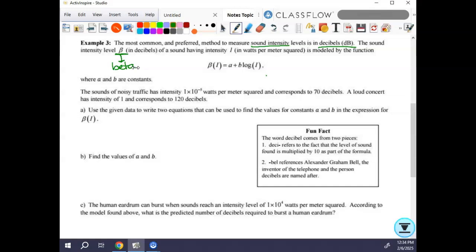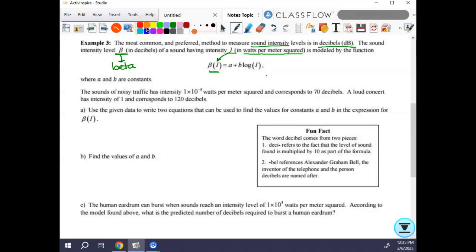So the intensity level, beta, in decibels, of a sound having intensity I in watts per meter squared is modeled by this function. Now, if you're like, I don't know anything about decibels, beta makes me a little uncomfortable, and I have no clue what watts per meter squared is. Totally fine. This isn't a physics class. We just got to be able to do the math, and you can make it make sense without overthinking it. So the beta, the decibels, is my output. My input is the intensity level, okay? And A and B are constants.